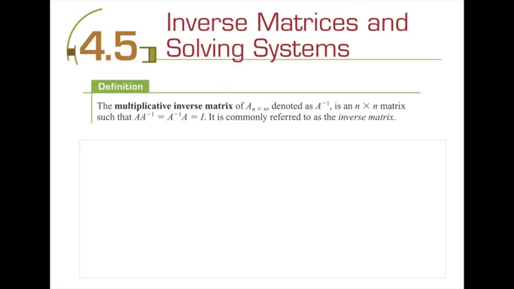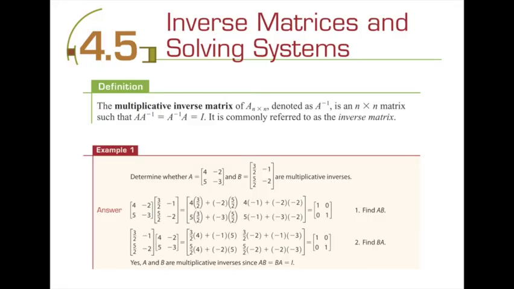It's just like multiplying inverses in general. If you were to multiply any number and its reciprocal, you get 1, which is the identity. And so the same is true of matrices. If you multiply a matrix and its inverse, you are going to get the identity matrix.